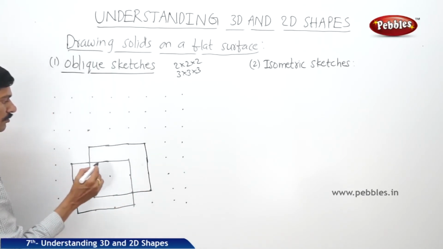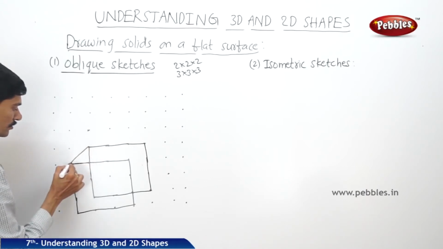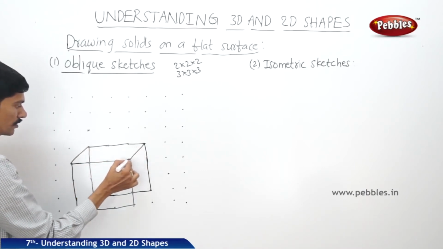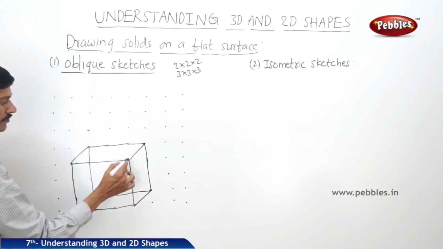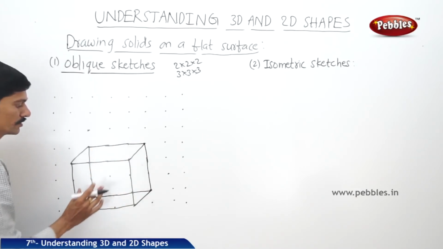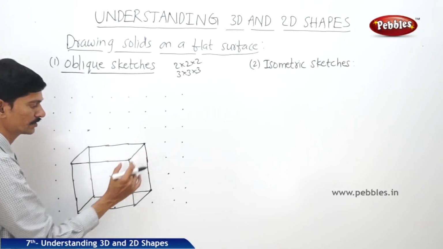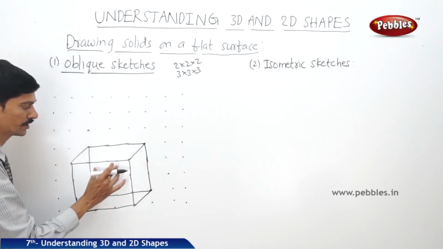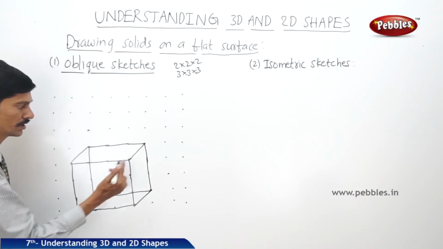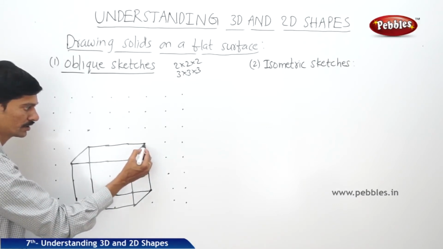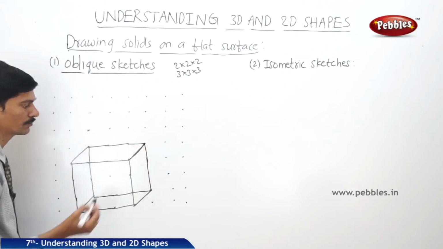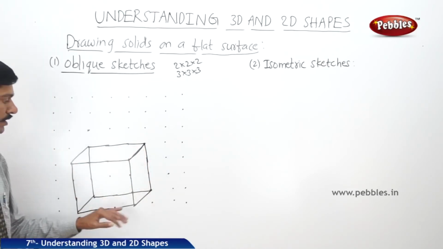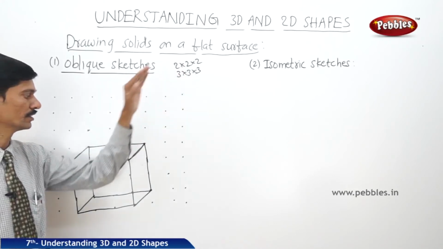Now let us join the vertices, the corners. As the front face and the back face will have the same dimensions of 3 centimeters each side, but if you see this edge, of course it is not of the same length, 3 centimeters, but still we are able to recognize this as the 3 by 3 by 3 cube.